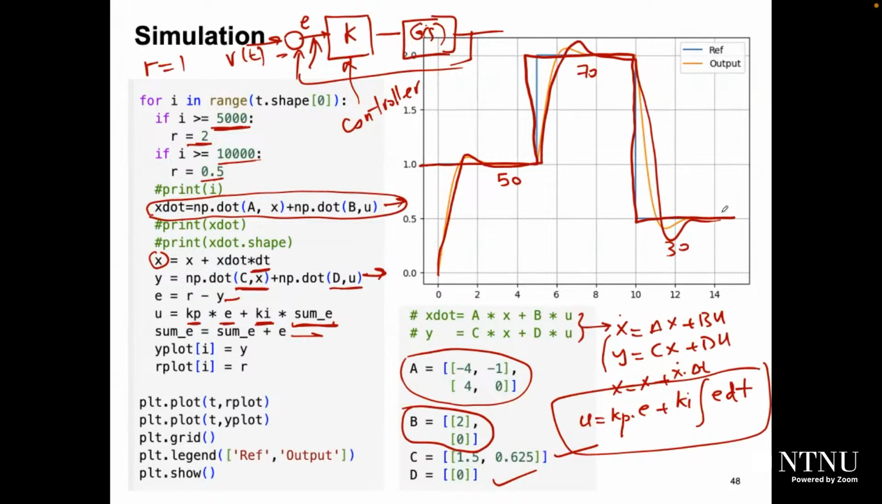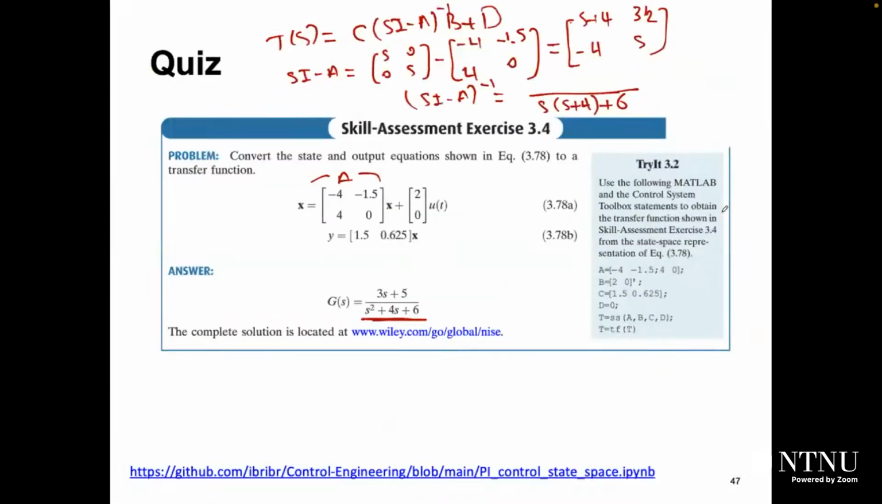Your system is given in time domain. So we have a state-space representation, and also we designed a controller, which is a PI controller. We closed the loop, and as you can see, the code is very, very simple. So you just need to go to the previous link and try to play with this one. So it's PI control for a system in state space.